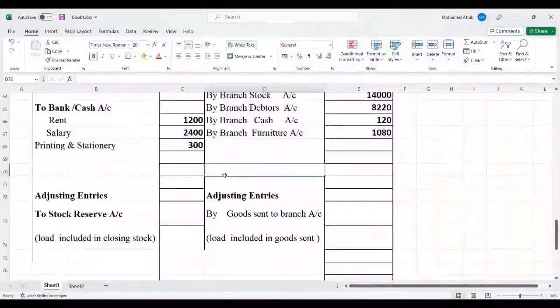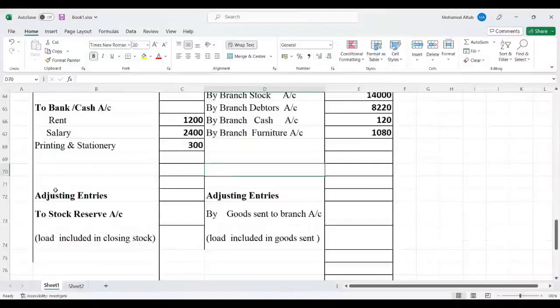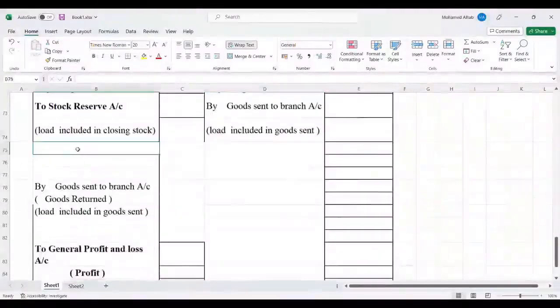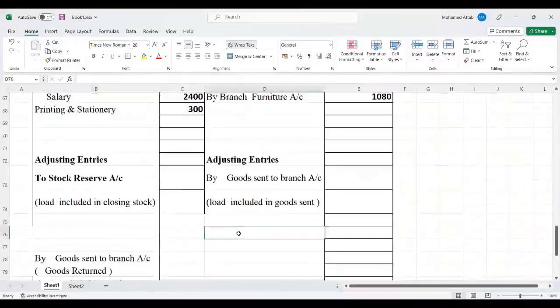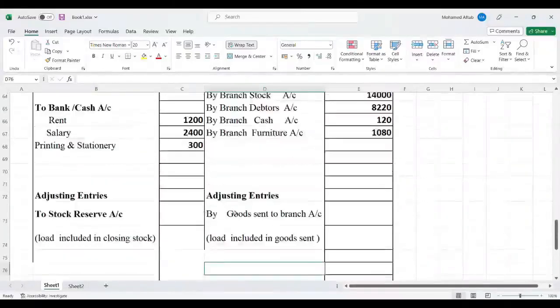Now let us come to the adjusting entries. So extra entries. In problems on cost price, the extra entries don't come. In an invoice price problem, definitely the loading included in closing stock and the loading included in goods sent, goods returned, and opening stock, people should calculate. So let us calculate on closing stock first. Let us calculate on opening stock. Opening stock, let us calculate first.